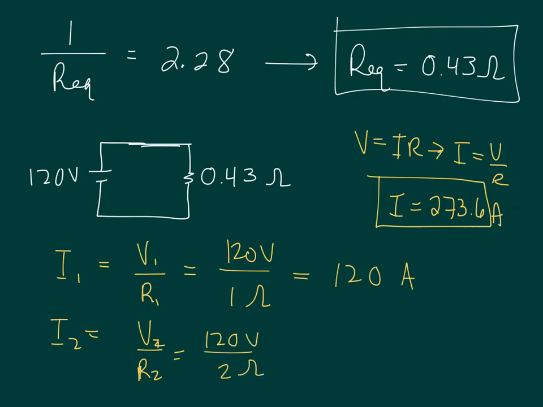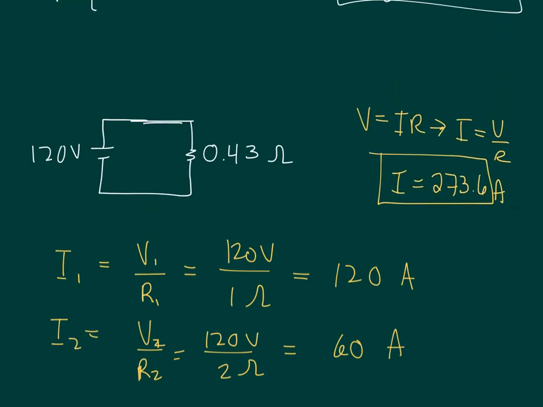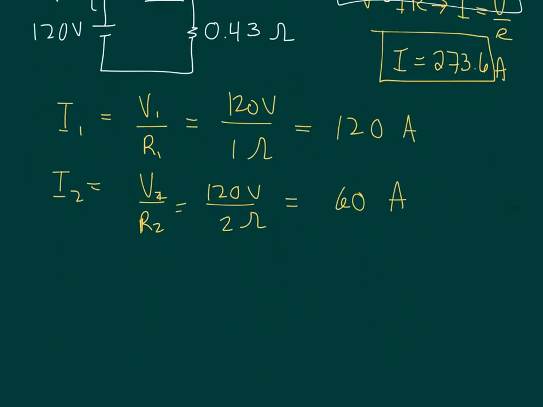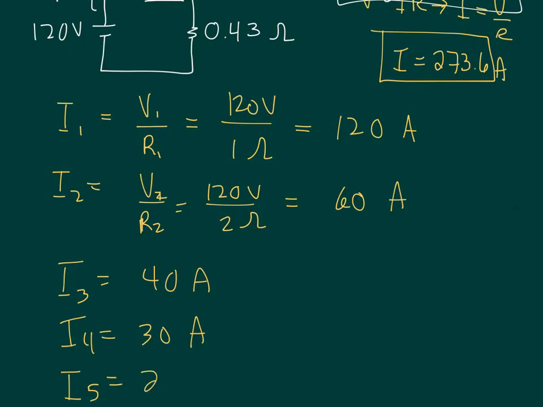I'm not going to keep writing all this out, by the way. Okay, there's the second one right there. And then I keep going. The third one is 120 over 3, which is 40. 120 over 4 was the fourth one, which is 30. And then 120 over 5 is 24. Yeah, because 125 would be 25. Okay, and if we add all these up, we should get around 274.